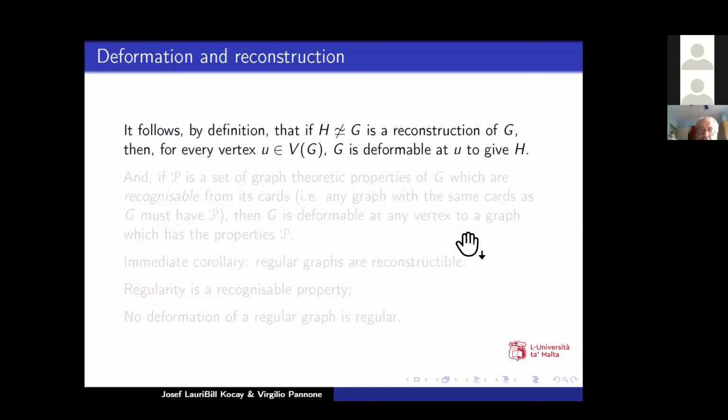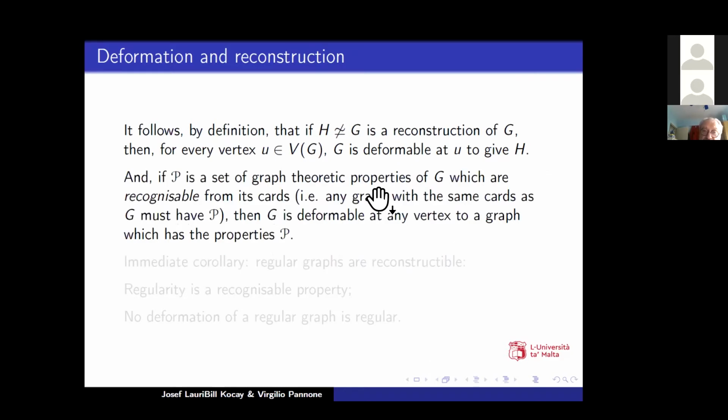Okay, so what about reconstruction? Well, by definition, if H is not isomorphic to G and is a reconstruction of G, then for every vertex U in G, there is a deformation which gives H. Why? Because G minus U is a card of G, but it is also a card of H, which is not isomorphic to G. Therefore, we can put U back and join it not to all its neighbors to give H, and that is a deformation.